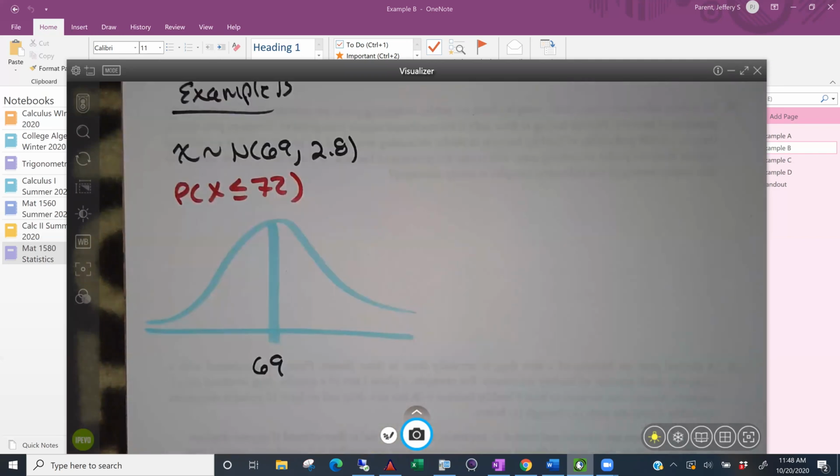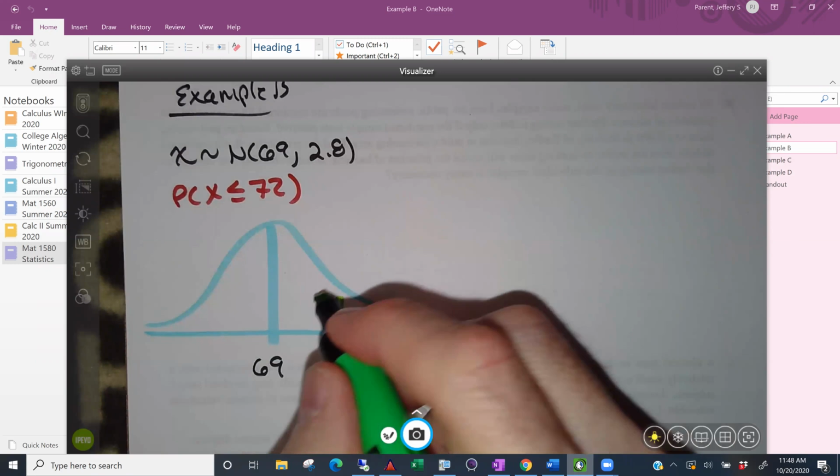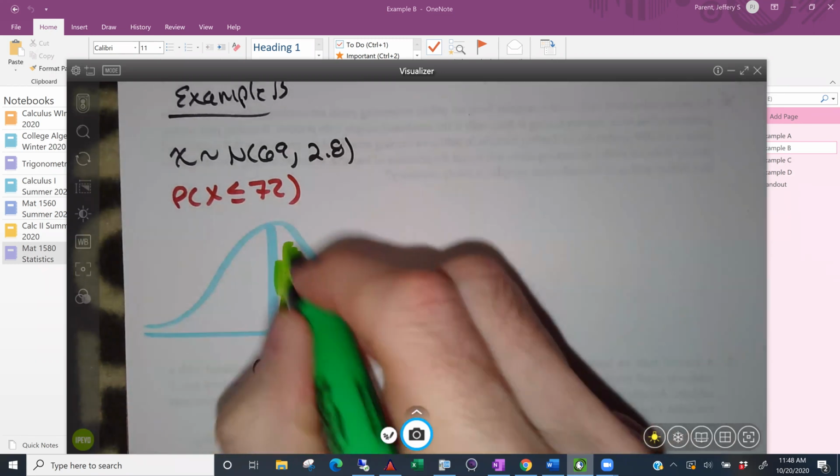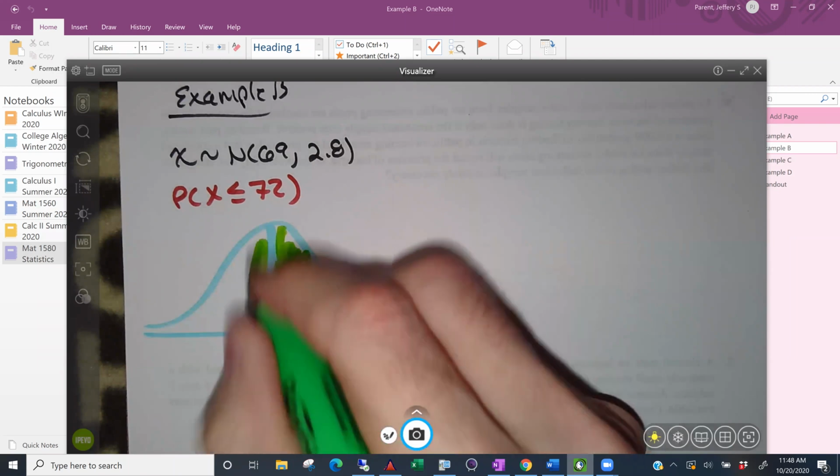So let's put our 72 out here. Which way am I going to shade this? To the left or to the right? Left. Good. I want people that are shorter than 6 feet. So that's all this area here.